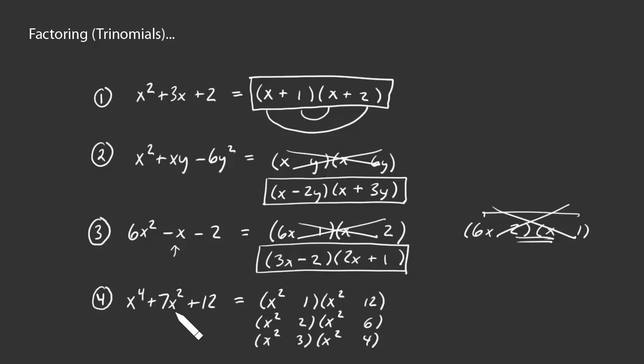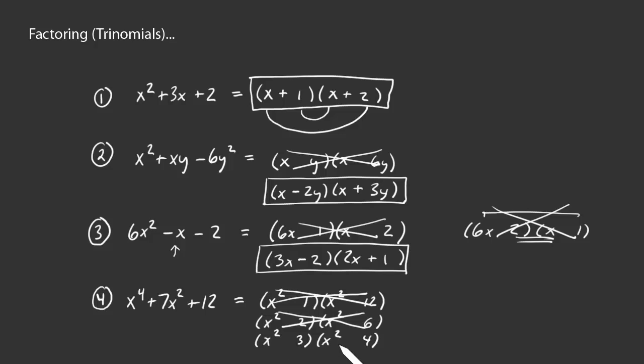Now, which one of those things is going to be most beneficial? Remember our middle term, 7x squared. That has to be the sum or difference of the inner product and the outer product. Well, here we have a single x squared combined, either via addition or subtraction, with 12x squared. 1x squared and 12x squared. Any way to get a 7x squared out of that? Nope. That one's out. What about 2x squared and 6x squared? Let's see, if we added them, we could get 8x squared. No. If we subtracted, we could get 4x squared. No. So that one's out.